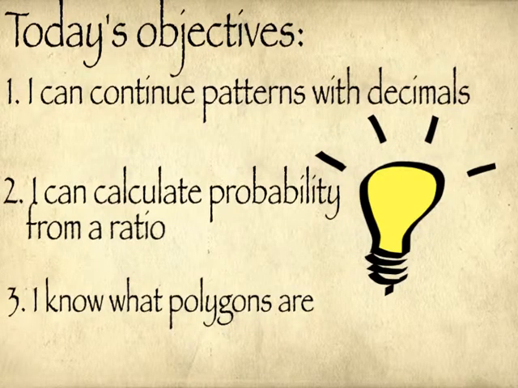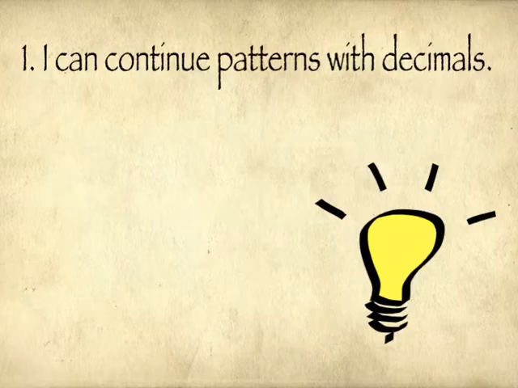So today's objectives are to continue patterns with decimals, calculate probability from a ratio, and know what polygons are. So let's begin by continuing patterns with decimals. Here's a slightly trickier pattern. Pause the video here, take a look, and see if you can figure out the pattern rule and what should come next.